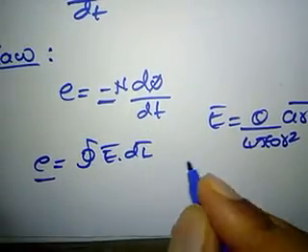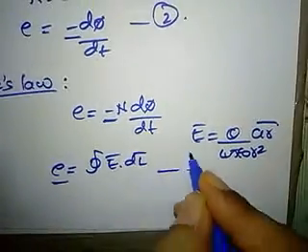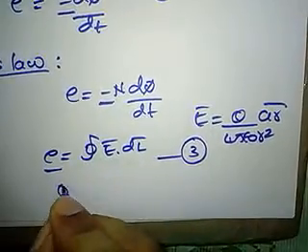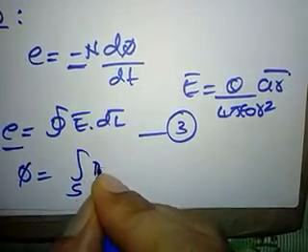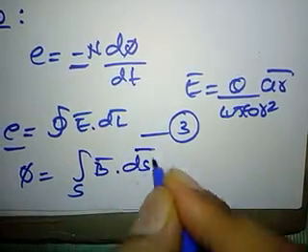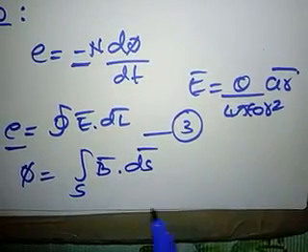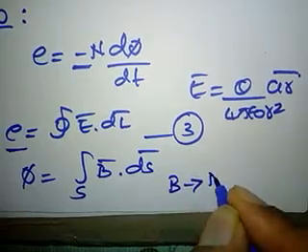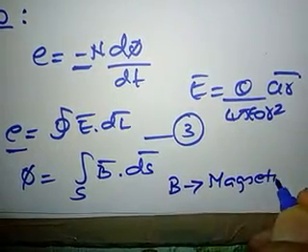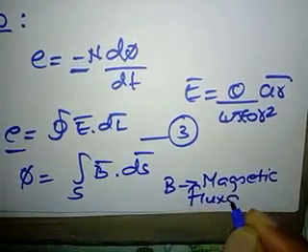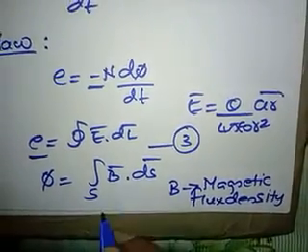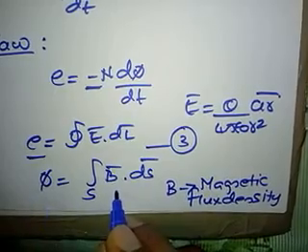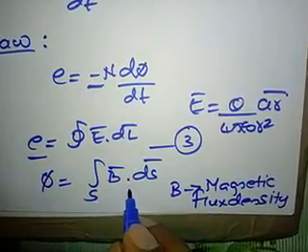Then we can write the equation for the flux. We can write the equation for the flux as phi is equal to the surface integral of B bar dot ds bar, where B is the magnetic flux density. B is flux per unit area, so area and ds will cancel, so LHS will be equal to RHS. Phi is equal to phi.